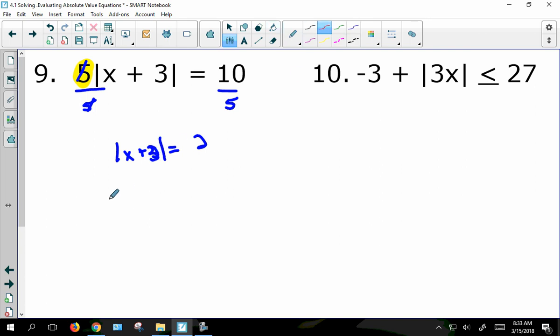So now what do I do? What's that? Nope, not yet. Nope. After I have the absolute value by itself, what do I have to do? x plus 3 equals what? 2. And x plus 3 equals negative 2. Now I can solve. x equals negative 1. x equals negative 5. Okay?